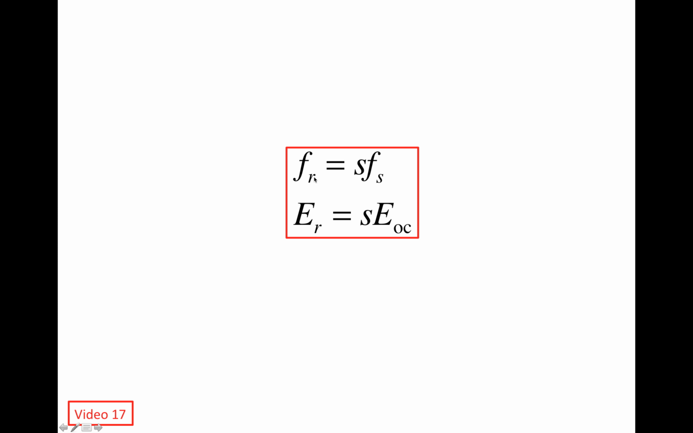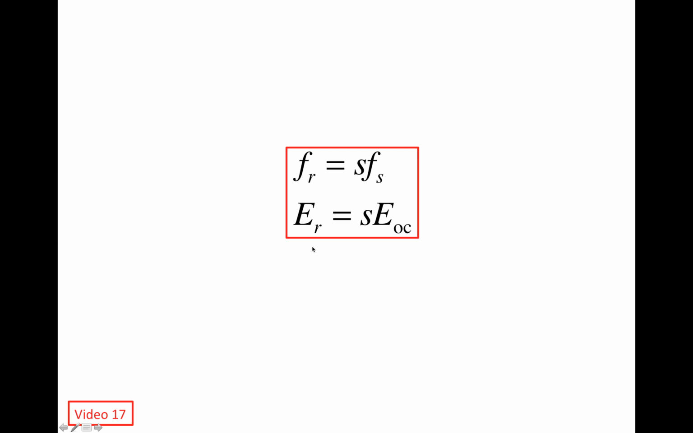So FR equals S times Fs, where S is the slip, which is just the rotational speed difference between the rotating magnetic field and the mechanically rotating rotor, normalized by the synchronous speed, which is the rotating speed of the magnetic field. So that's the slip, times the frequency in the stator, Fs, right? So there's a frequency difference between the rotor and the stator once you have a slip.